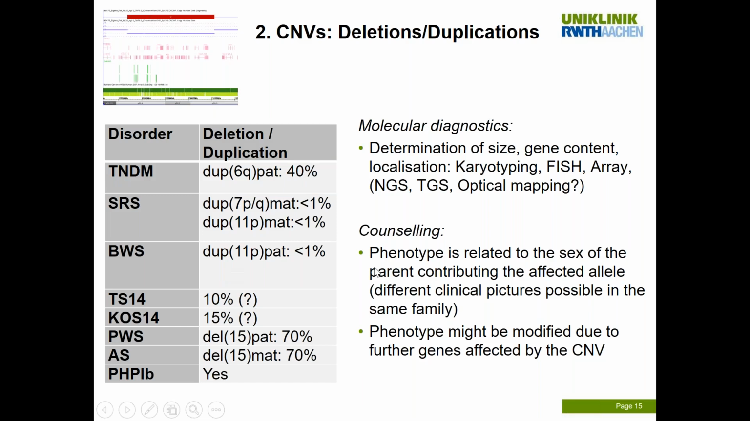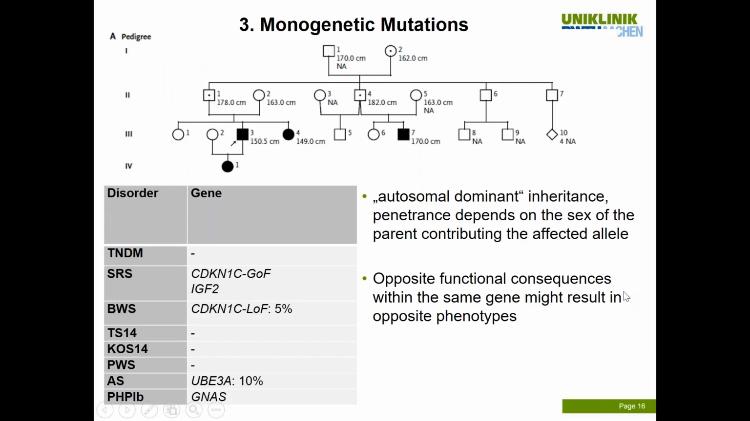And of course, again, you have to consider the nature of the alteration for genetic counseling. And as I said, the phenotype might be modified due to further genes which might be affected by the copy number variation. Then we have monogenetic mutations as the third group. These are rather rare, or currently rare.